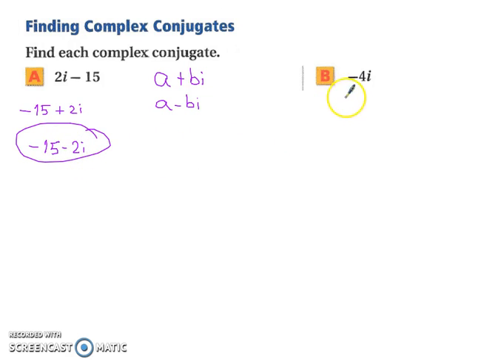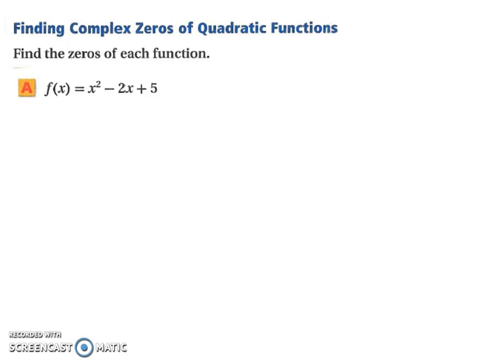This one's a little bit nicer. You can technically put in a 0 if you wish, minus bi. So therefore, it'd be positive bi, which would just be 4i. And that's the complex conjugate. So now let's look at finding complex zeros of quadratic functions.